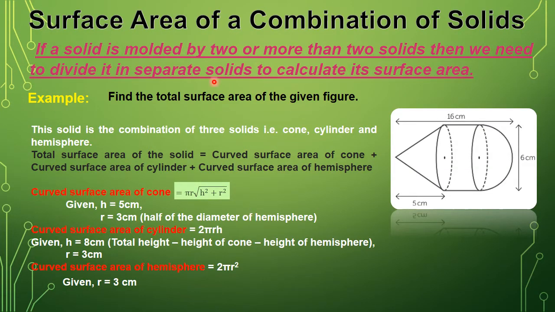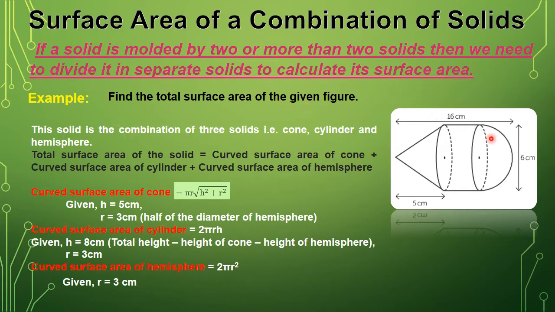Now here you can observe, we can conclude from this that if a solid is molded by two or more solids, then we need to divide it into separate solids to calculate its surface area. The most important thing, we will see the visible region, right? So here you can see one example.